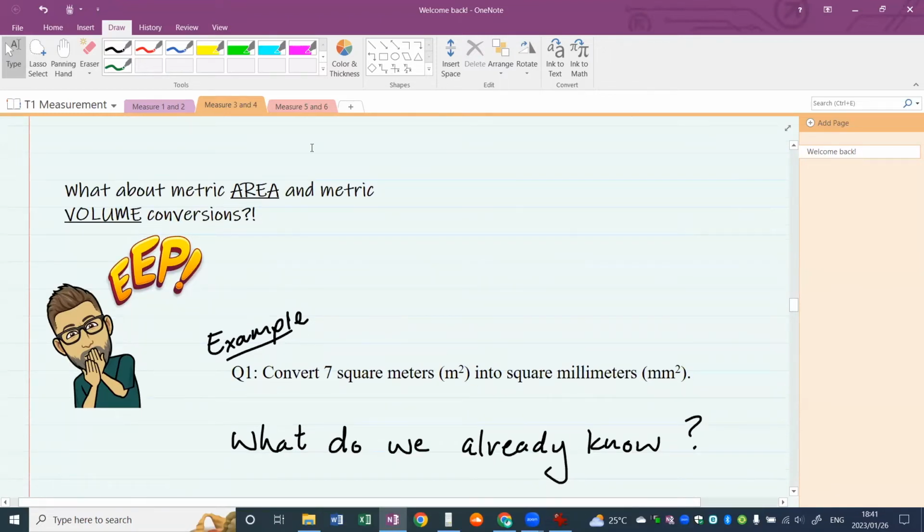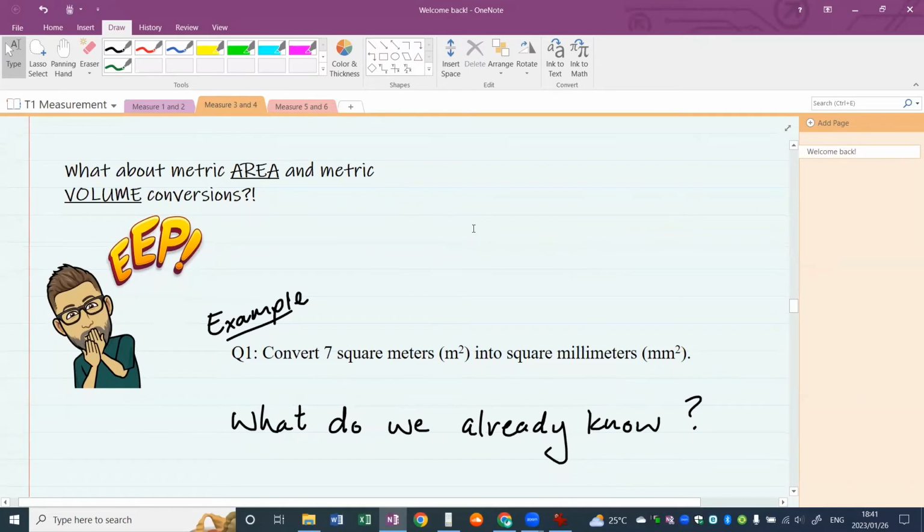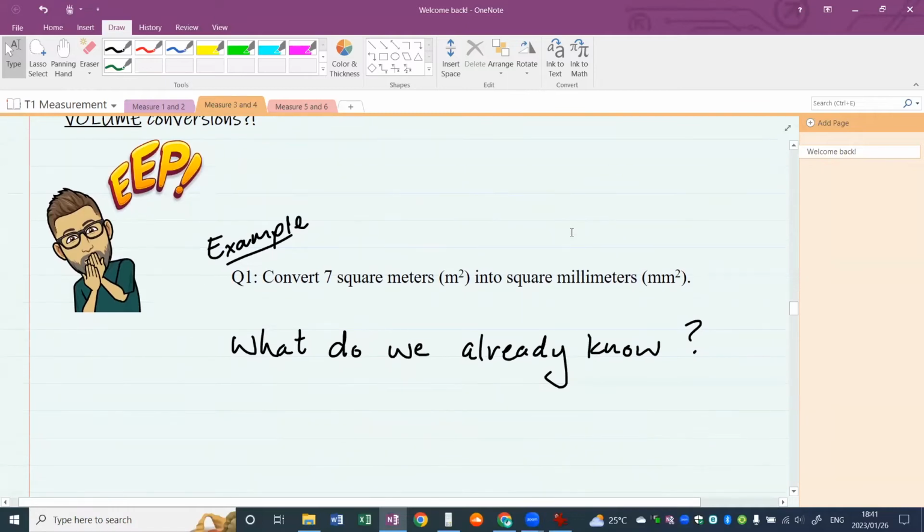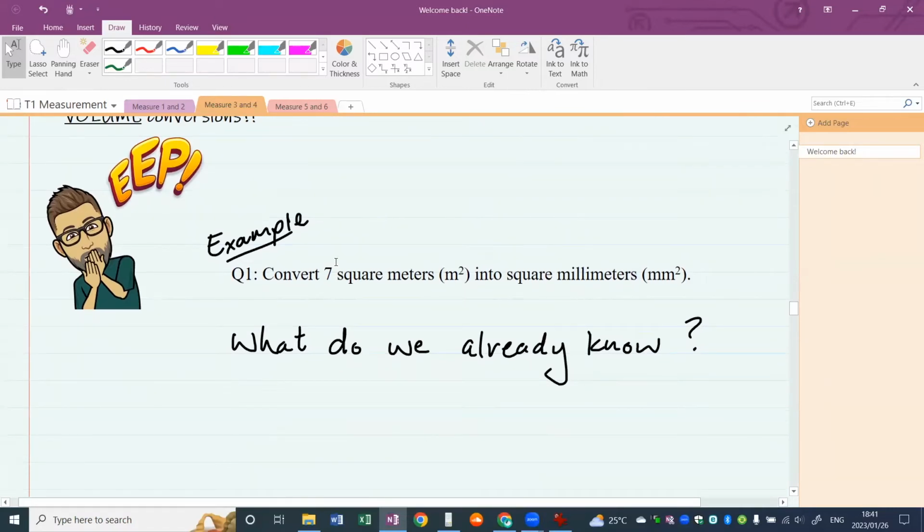What about area and volume conversions? For example, here's a question. Convert 7 square meters into square millimeters. All right, what's going to happen now? Square meters into millimeters.